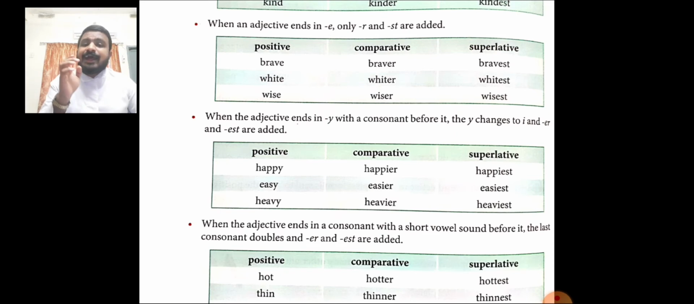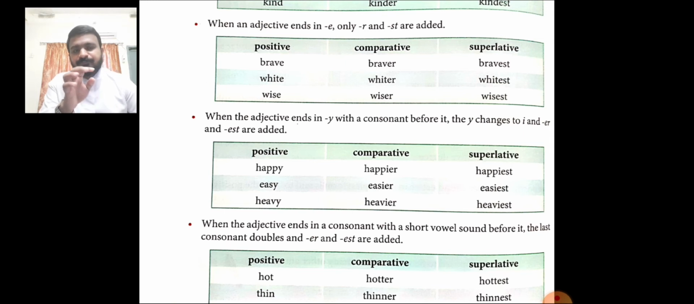Suppose the adjectives end with Y, and before that, a consonant comes. Then Y we need to change into I. Then ER or EST is to be added. Let us see one example and I shall explain again. The example here is happy. Look at the spelling, H-A-P-P-Y.